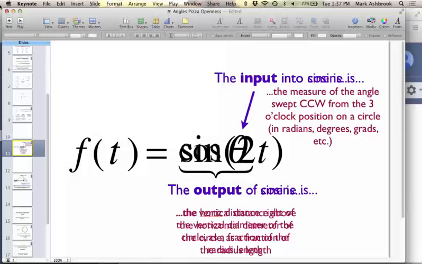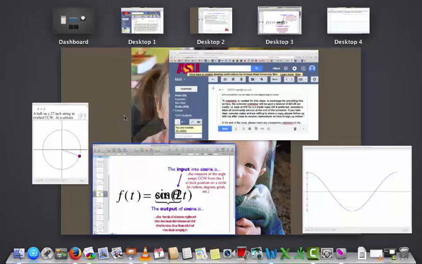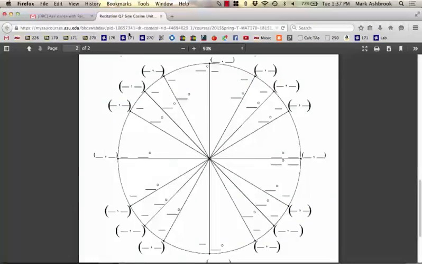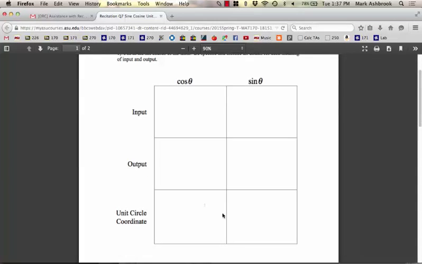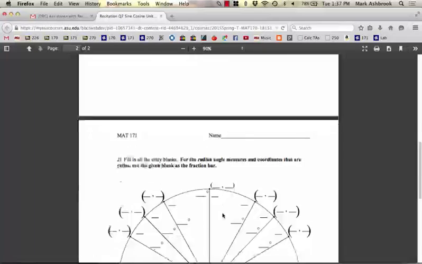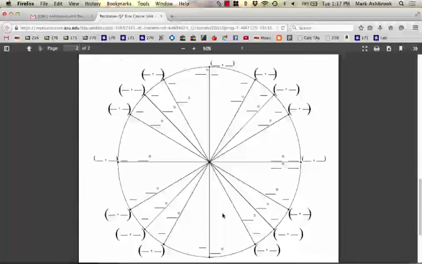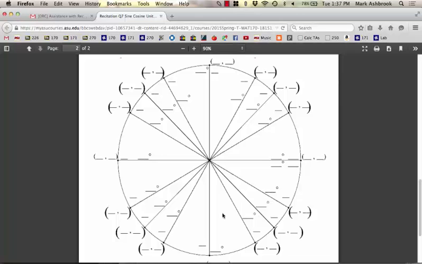Let's look at the quiz here. So the first page of the quiz is the input and the output of cosine and sine, all the details, and what coordinate it is. And then the second half is filling out the unit circle. All the radian angle measures for the 16 key angles, the degree angle measures, and then all the sines and cosines.